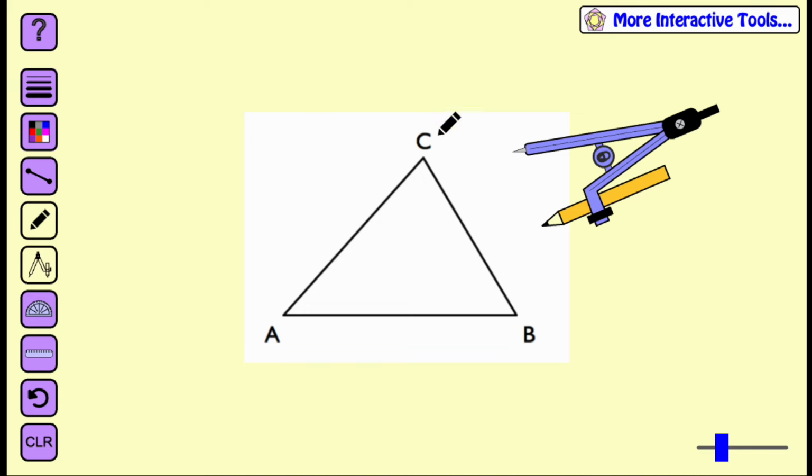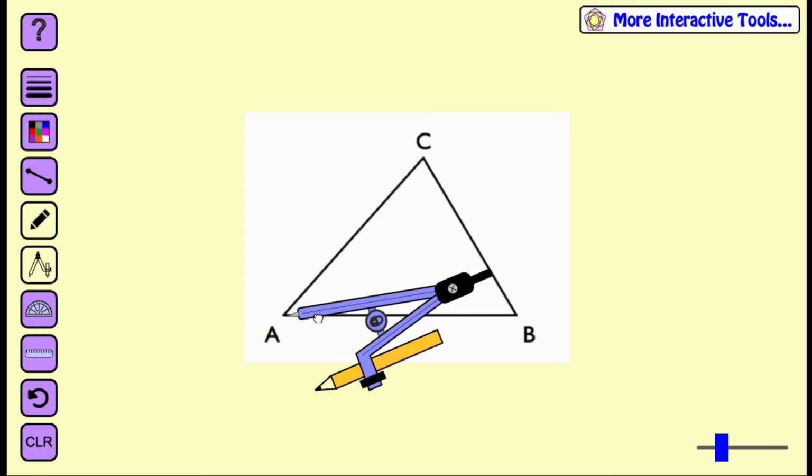So in this example, the first thing that we are going to do is construct the angle bisector of A. Again, first, we need all 3. So let's just do A first.